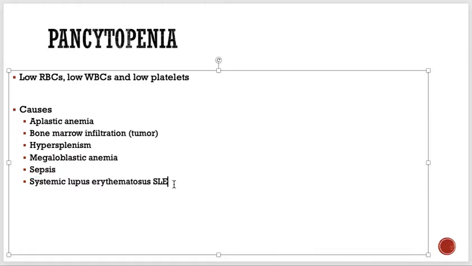By the way, there are many parasitic conditions as well which can lead to pancytopenia. For example, a condition called leishmaniasis. The chances are not so high, but of course it can lead to it. So that's why I am including it in this one. So these are the causes of pancytopenia.